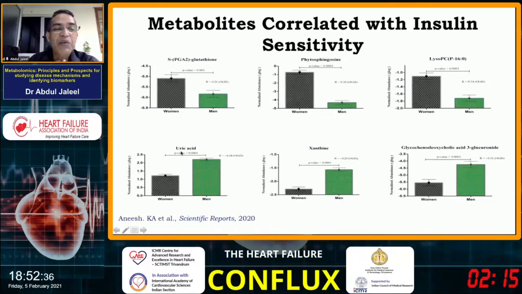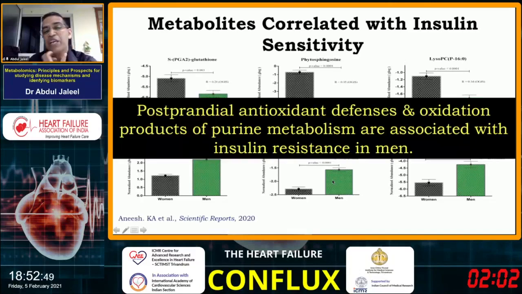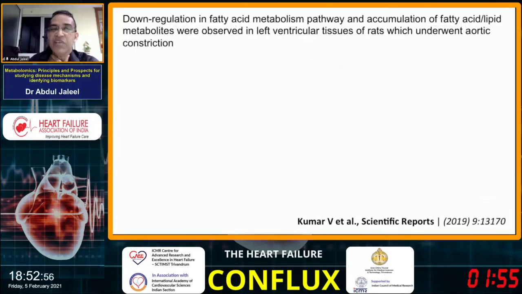But uric acid, xanthine, and glycodeoxycholic acid type of metabolites, which are correlated with insulin resistance, are higher in men. So what it shows is that postprandial antioxidant defenses and oxidation products of purine metabolism are associated with insulin resistance in men. Then there is a downregulation in fatty acid metabolism pathway, and accumulation of fatty acid metabolites was observed in the left ventricular tissue of rats that underwent aortic constriction.